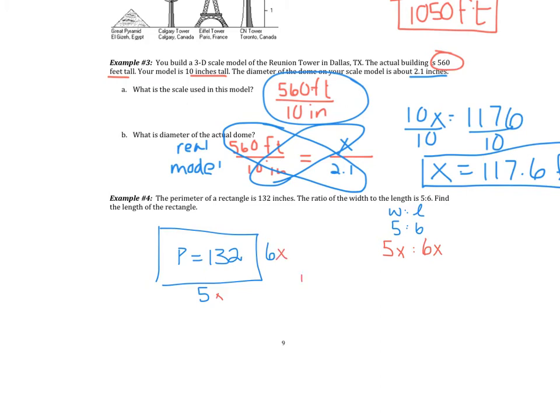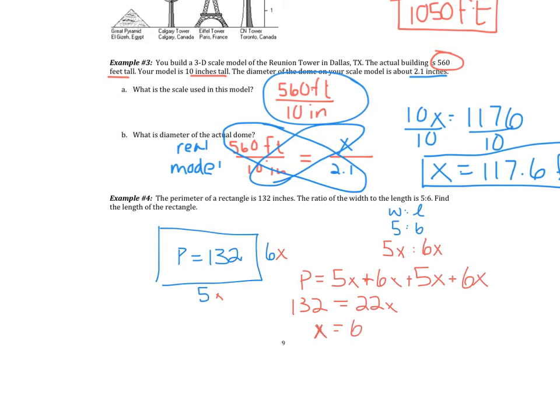So the perimeter, if you remember from chapter 1, you add up all the sides, so 5x plus 6x plus 5x plus another 6x. If you wanted to do 2 times the width plus 2 times the length, that's totally fine. Let's plug in 132 for the perimeter, and 5x plus 6x plus 5x plus 6x is going to give me 22x. Divide both sides by 22, and that gives you an x value of 6.